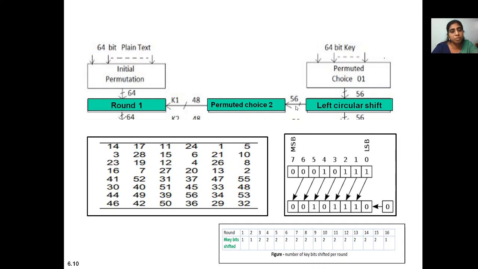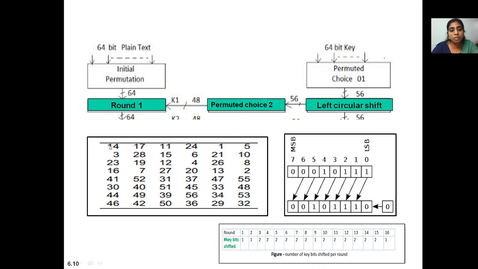These 56 bits are given to permuted choice 2. This permuted choice 2 is similar to a transposition of the values, so we are going to replace the values to the required positions. In this we are going to remove 8 values, and we compress our 56 bit value to only 48 bits. So these 48 bits are this one.